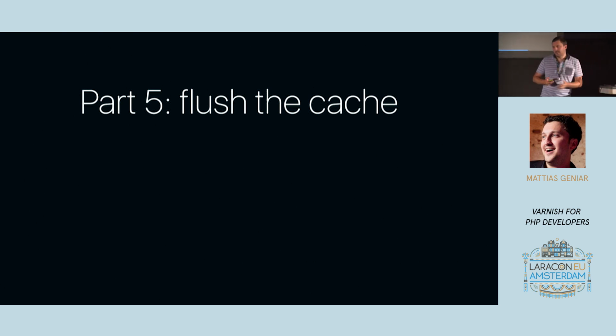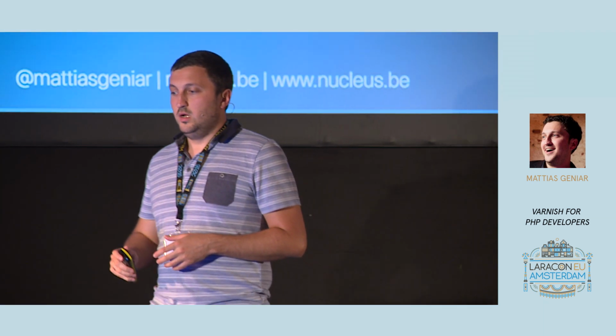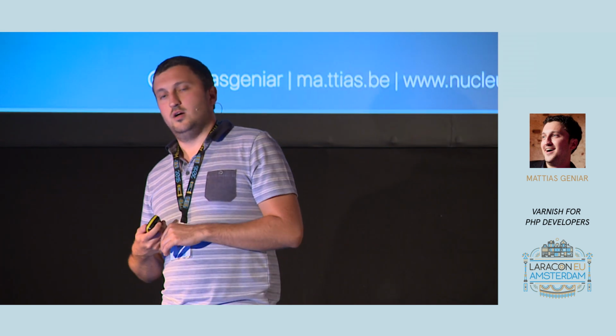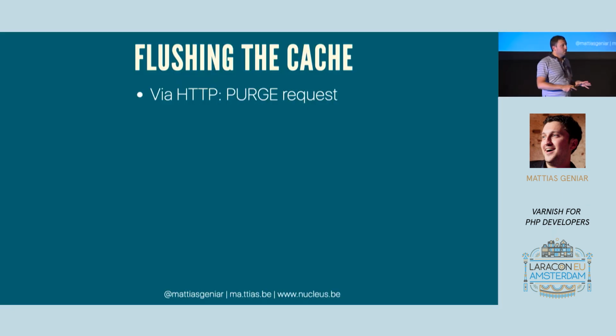Part 5, flushing the cache. Because putting things inside of Varnish is all fun, but at one point you're going to want to remove stuff from Varnish, especially once your content updates. There are a couple of ways. I count 3 to be readily available. One is using purge requests, which is a rather old method, but very easy to implement if you're just getting started. We'll explore that later.